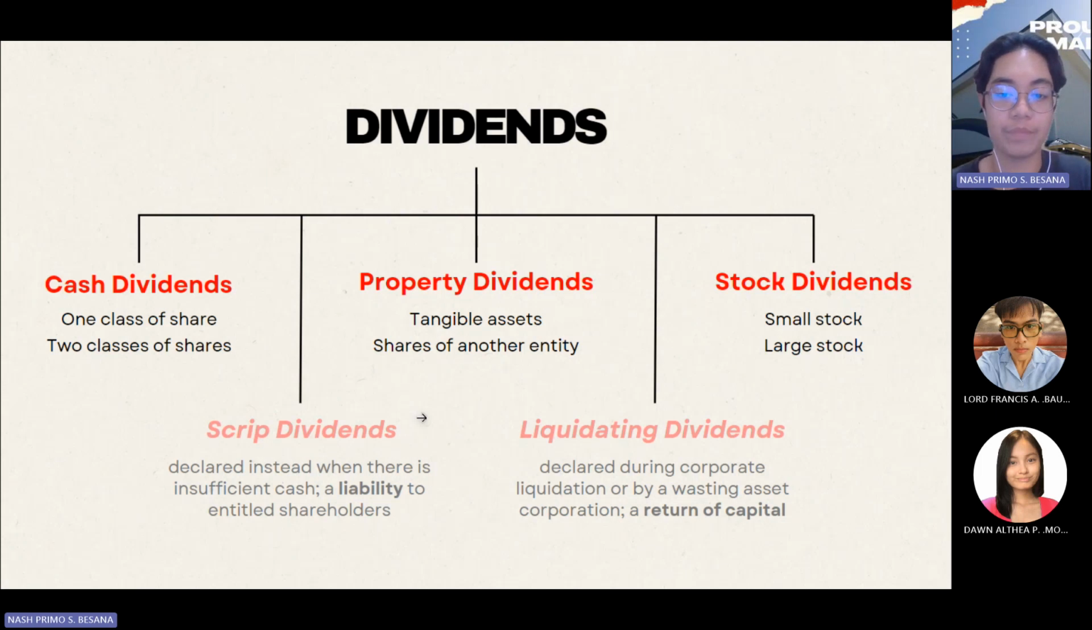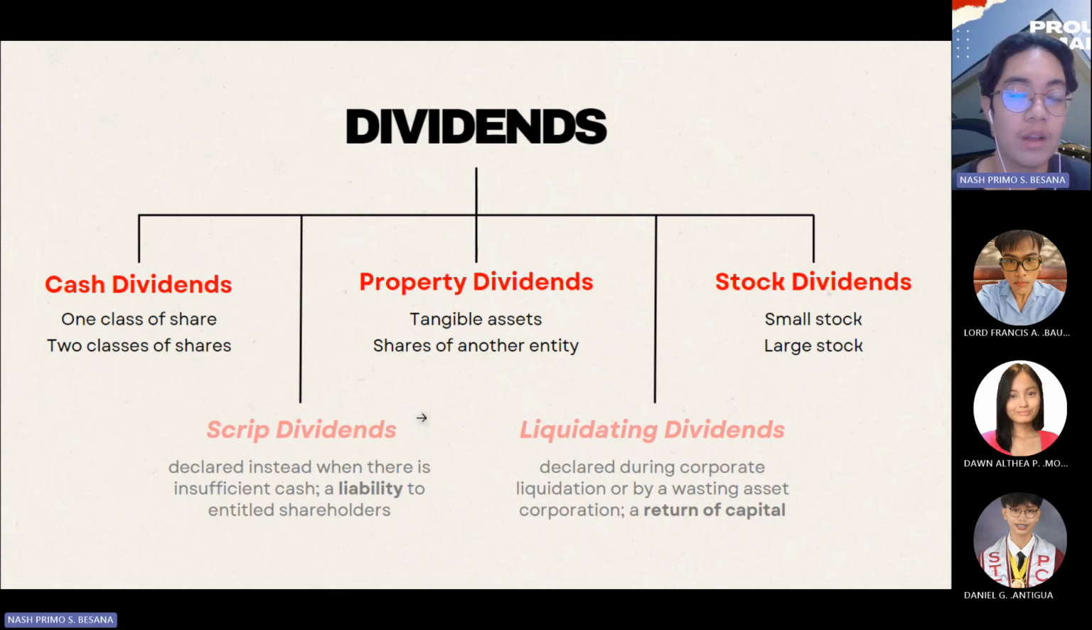It is a liability. And then lastly, we have the liquidating dividends. It is declared during corporate liquidation, which is yung parang end of life pag nagko-close out na yung business. That is called corporate liquidation or by a wasting asset corporation. There are corporations din naman na allowed mag-liquidating dividends kahit hindi pa nag-e-end yung life nila kasi due to their nature na talagang nagli-liquidate sila regularly. Tulad nga ng wasting asset which is yung mga mining companies, nagde-deplete yung resources nila. So, it is parang known na sa kanila na nagli-liquidate talaga sila.